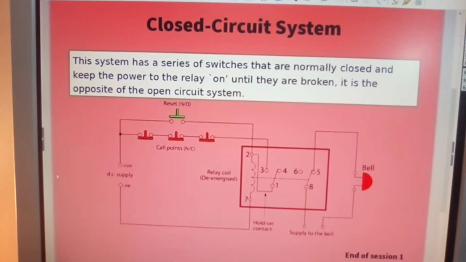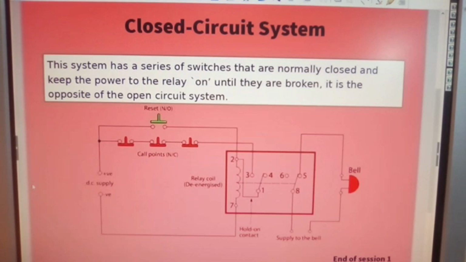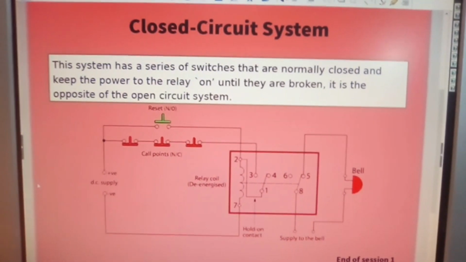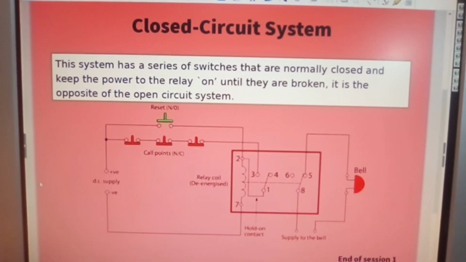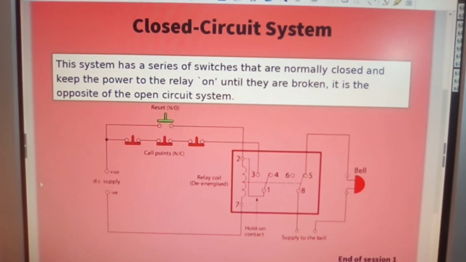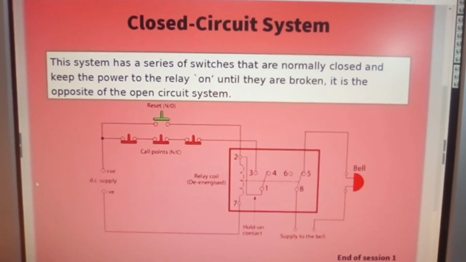And closed circuit system. This system has a series of switches that are normally closed and keep the power to the relay on until they are broken. It is the opposite of the open circuit system.